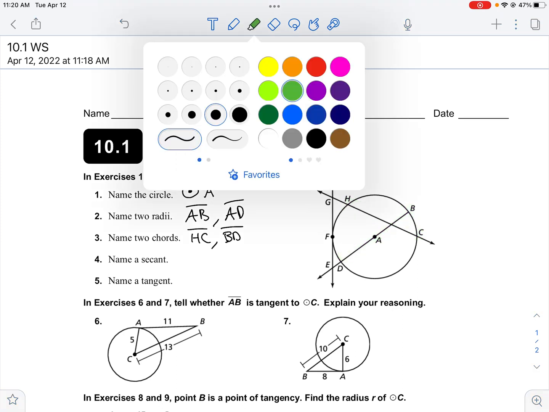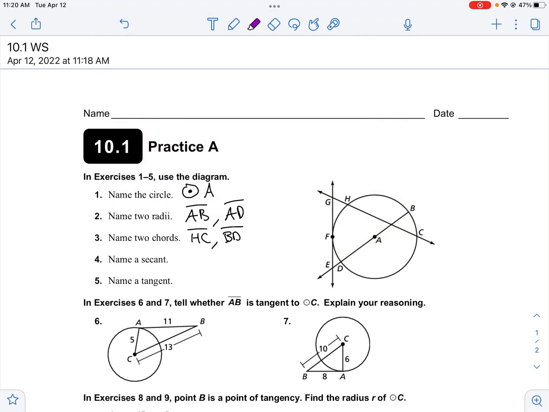All right, let's keep going. A secant. Well, somebody told me it's just a longer chord. So let's see. Looks like line HC, or CH, whichever way you want to write this. And then finally, name a tangent. Well, a tangent just touches the circle once. So here we go. There's our tangent, GB.